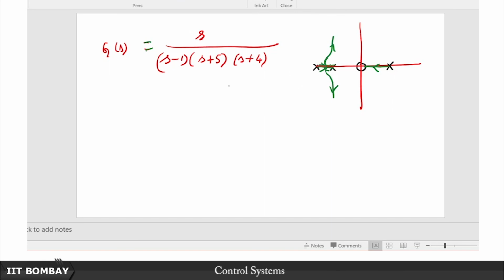So now notice that if you just use a proportional controller here, one branch of the root locus is always going to be in the RHP. You cannot even stabilize this, forget about performance.